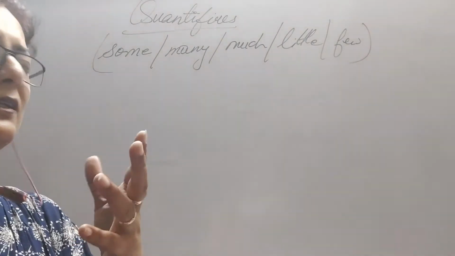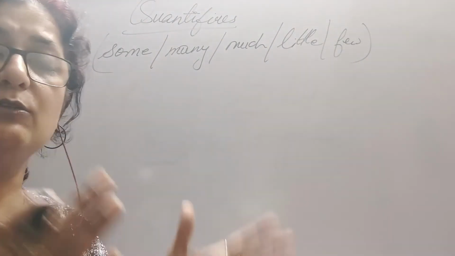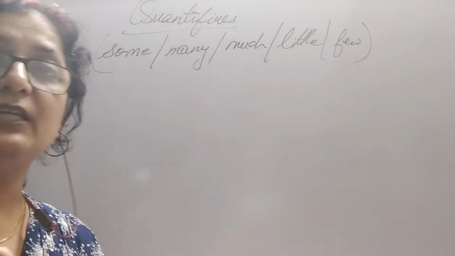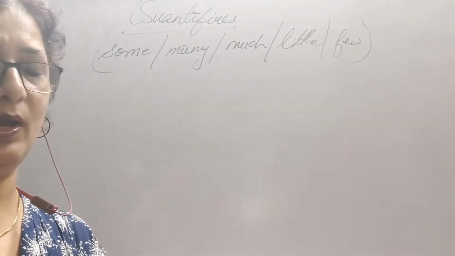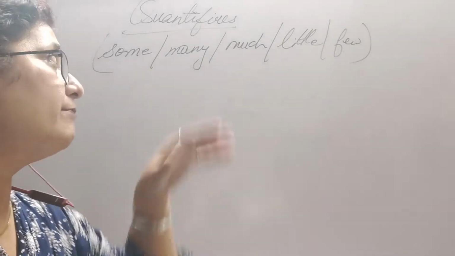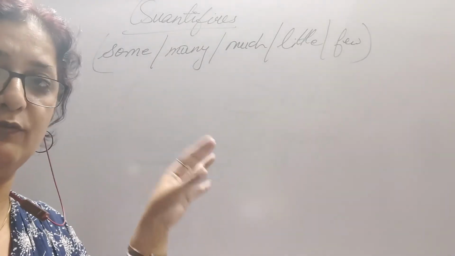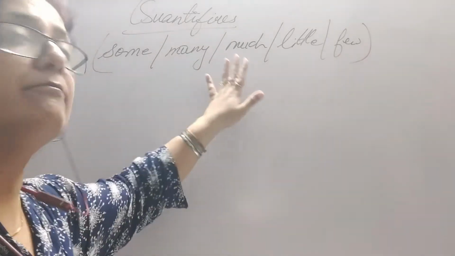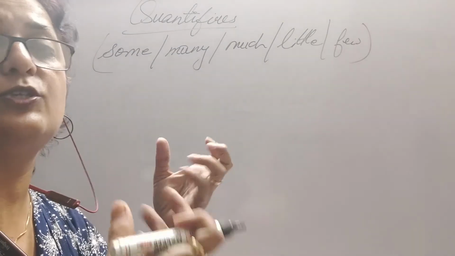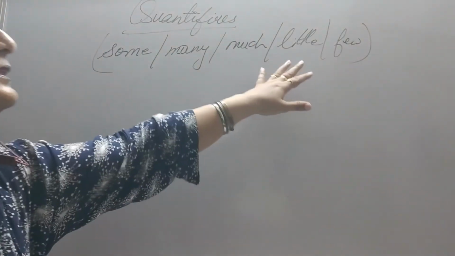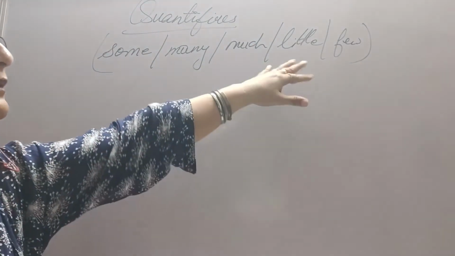There is so much noise. You cannot count the noise. But there are many children. There is so much of children? No, absolutely wrong. There are so many children because you can count the number of children, right? And much is the quantity which you cannot count. Now let's see a similar thing with little and few.